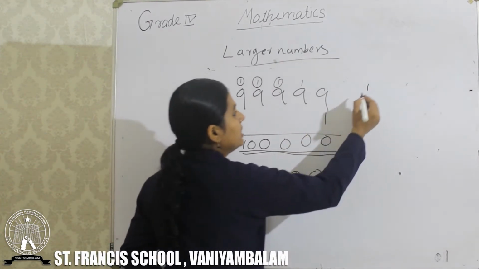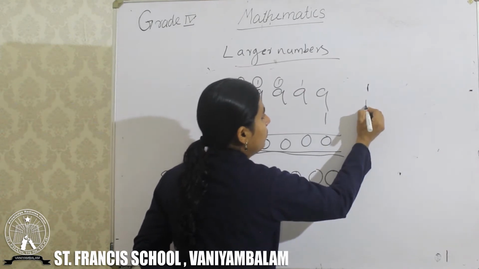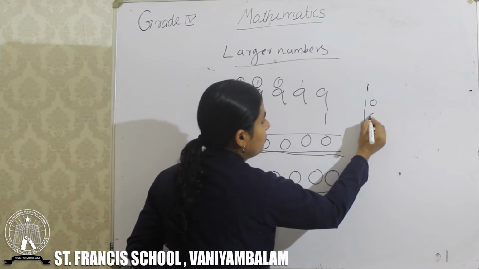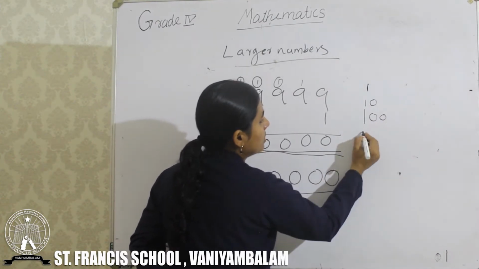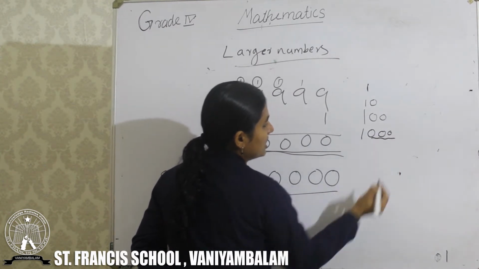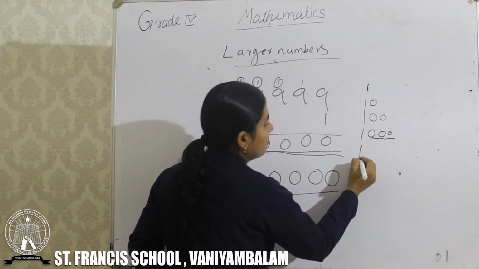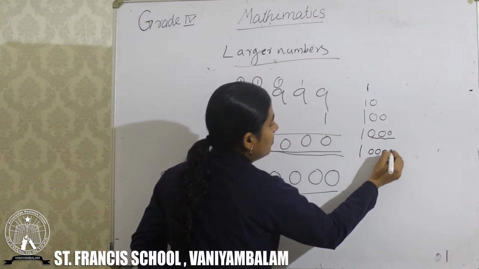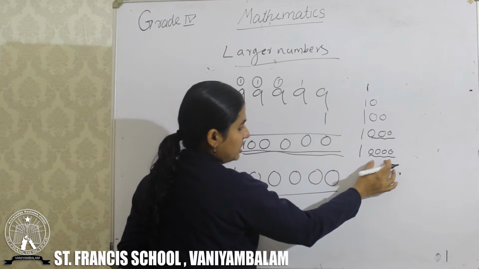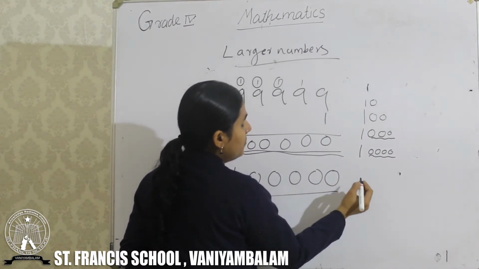Which is the smallest 2-digit number? 1 followed by 1 zero. Which is the smallest 3-digit number? 1 followed by 2 zeros. Smallest 4-digit number, 1 followed by 3 zeros, only 3. Smallest 5-digit number, 1 followed by 4 zeros.